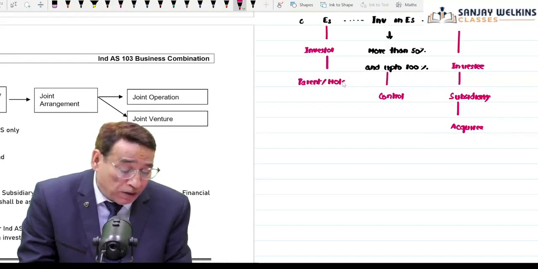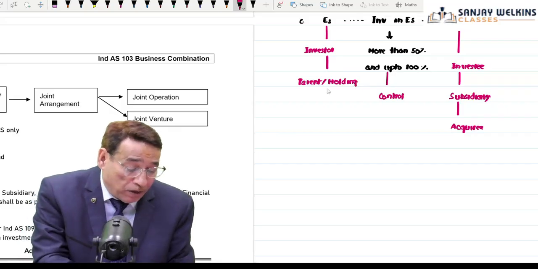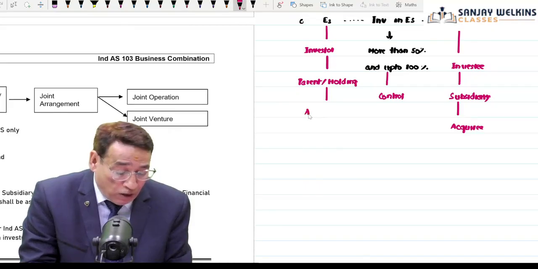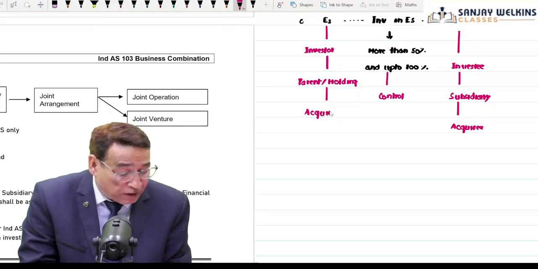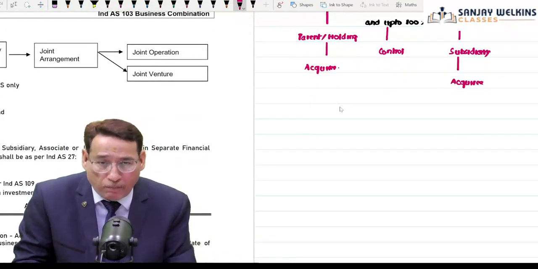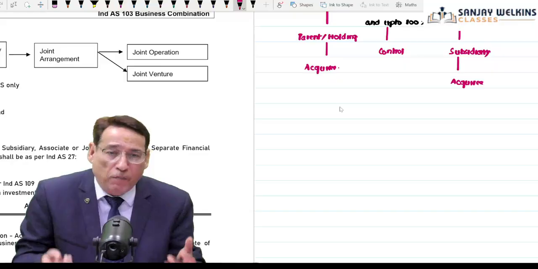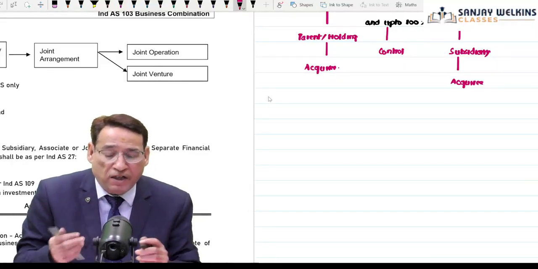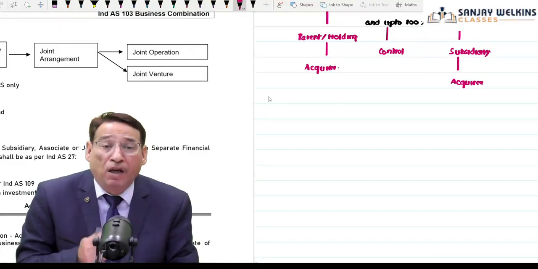It is also known as holding company or parent company. Or you can simply term it as an acquirer entity, because you have acquired control over the other entity. So this time you have control over the other entity. Why do you have control? On account of majority stakes, because you have more than 50% stakes in the other entity. Obviously, you have the majority stakes, and that's the reason why you are controlling the other enterprise.